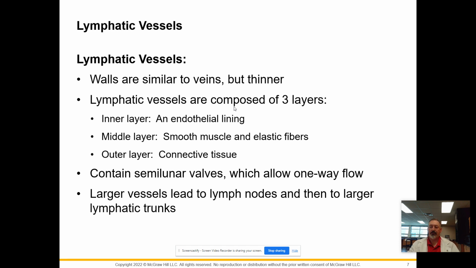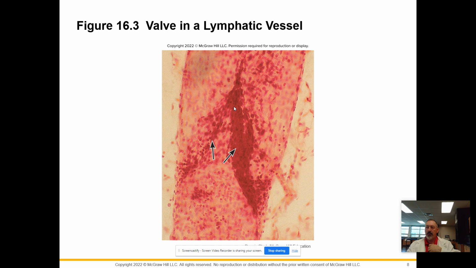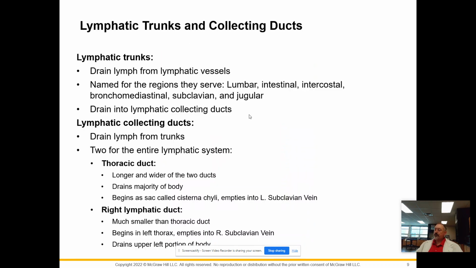These lymphatic vessels are going to send that to larger areas, and those larger collecting areas are going to be trunks. This is showing the valve and how you have stuff on one side preventing the backflow. So we went from lymphatic capillaries to lymphatic vessels. Now we're leading from the lymphatic vessels to an even bigger highway of lymphatic trunks.